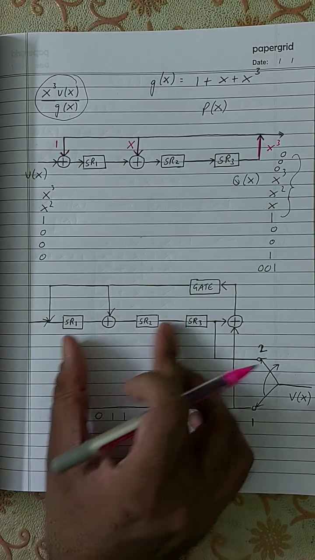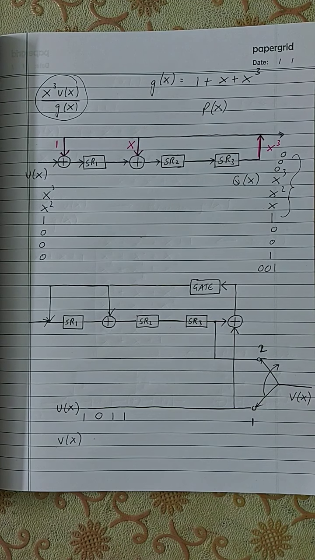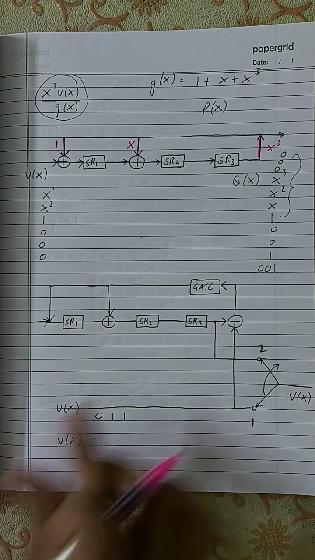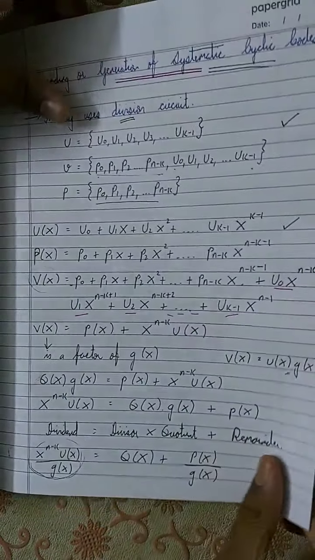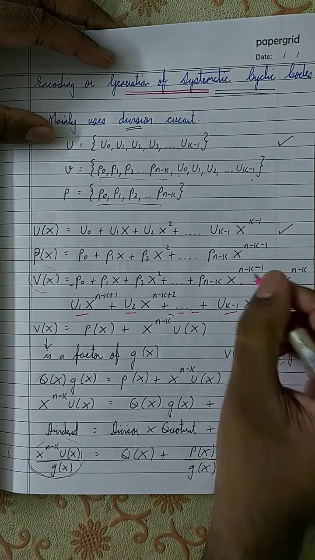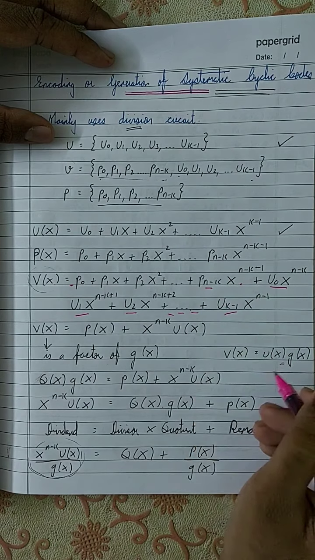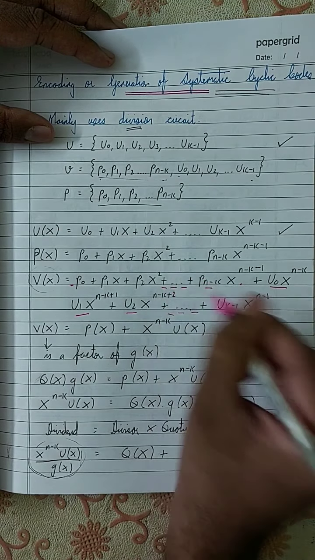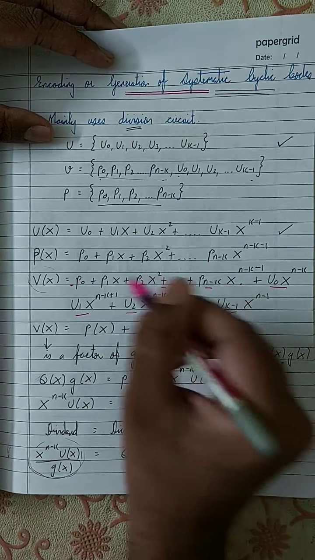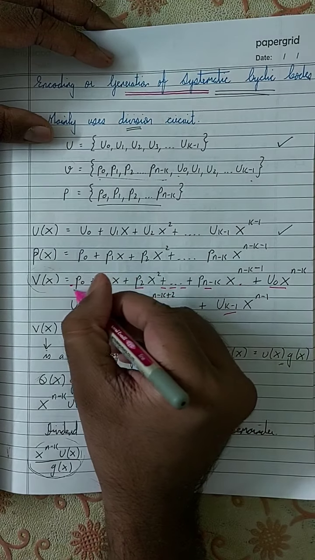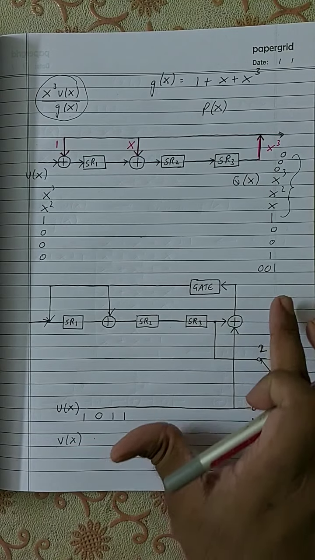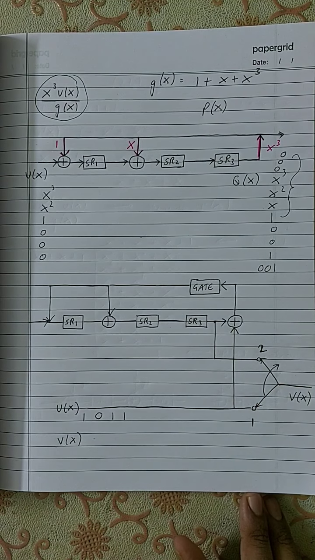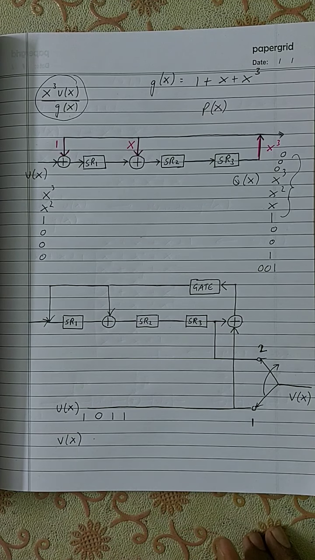Or the remainder values will be sent to v of x, that is your p of x values. So after this, when the switch is in position 2, first it will receive this value, then this value, this value, this value, then it will receive p2, then p1, and last it will receive p0. This is how the working of the circuit is done.